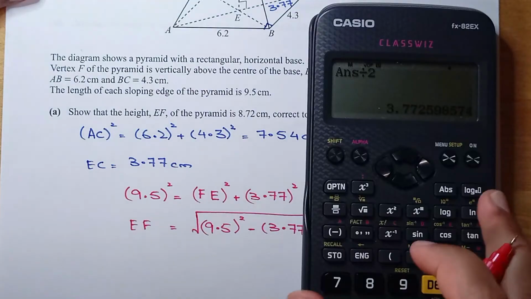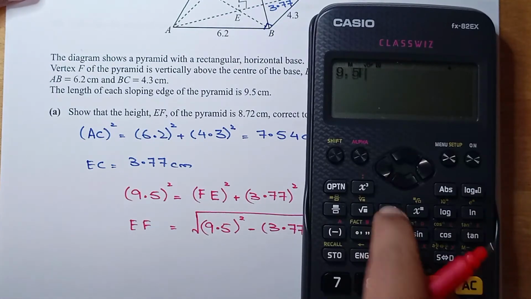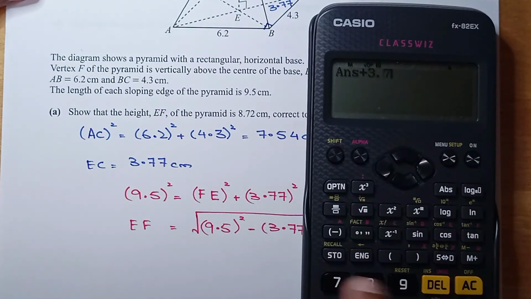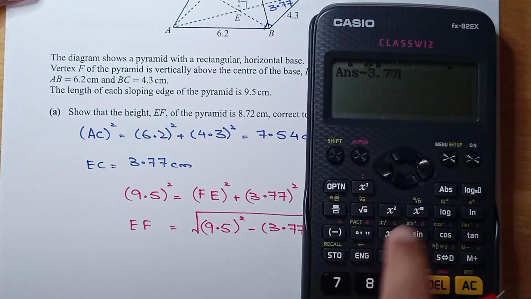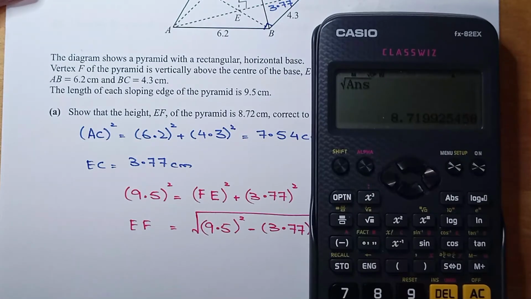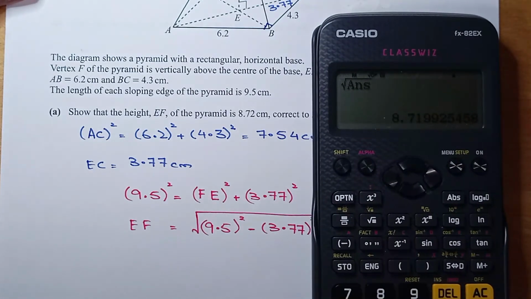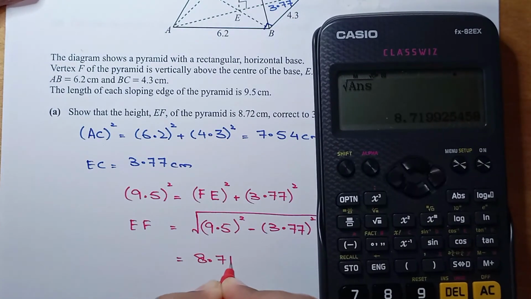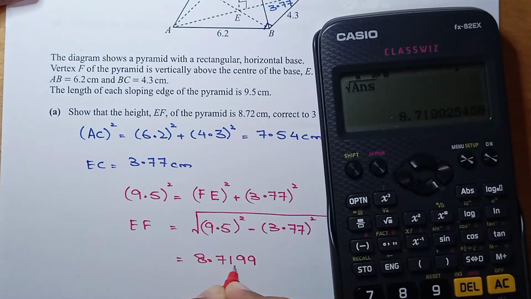So let me do it. 9.5 squared minus 3.77 squared, and then a square root. 8.7199. So for three significant figures, we have 8.72 centimeters.